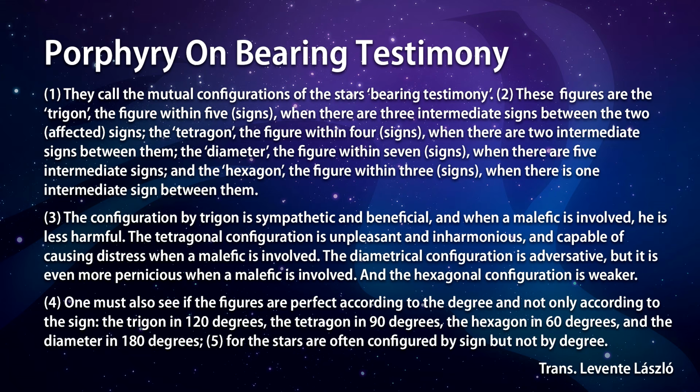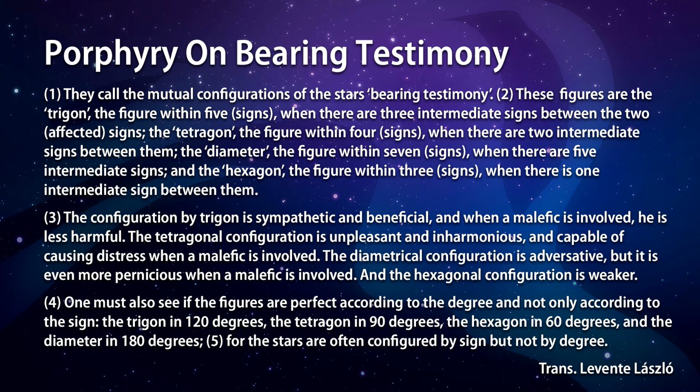And then he says, the configuration by trigon, so the trine, is sympathetic and beneficial, and when a malefic is involved, he is less harmful. The tetragonal configuration is unpleasant and inharmonious, and capable of causing distress when a malefic is involved. The diametrical configuration is adversative, but it is even more pernicious when a malefic is involved. And the hexagonal configuration is weaker.